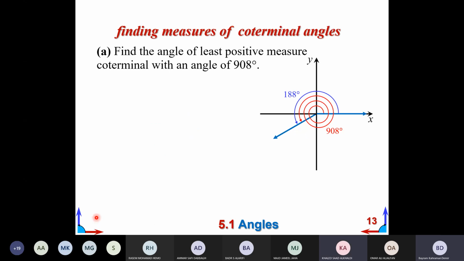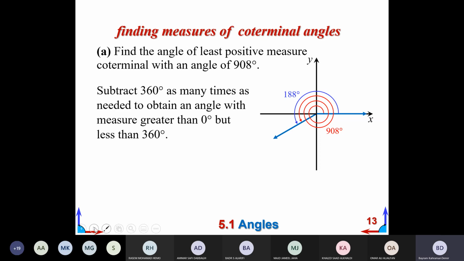For example, 908 degrees, and I'd like to find 188 degrees. How can we find it? Well, it is 908 degrees, and if you subtract 2 times 360, it will give you 188. So when I give you 908 degrees, your job is to subtract 2 times 360. This is what you need to remember: how to find the coterminal angle.